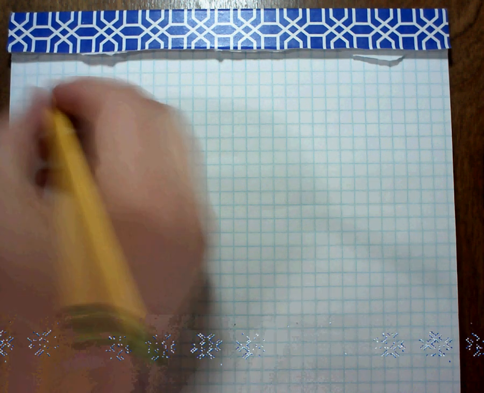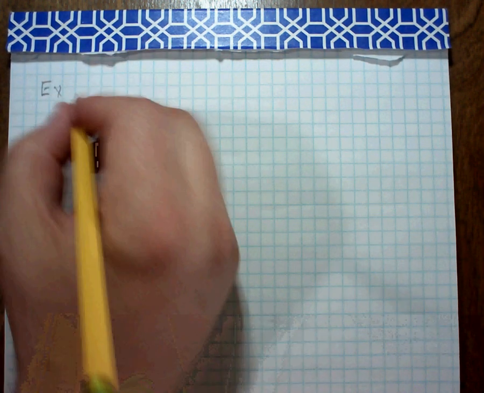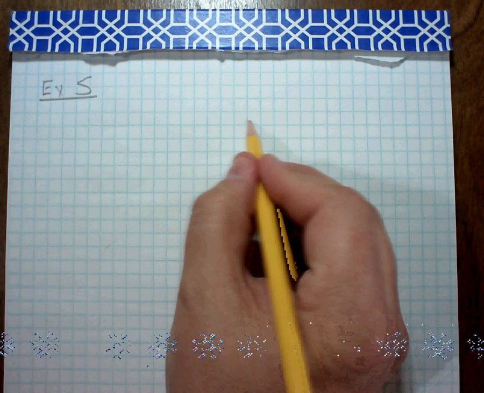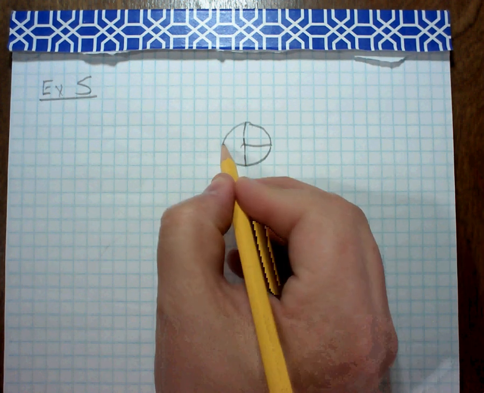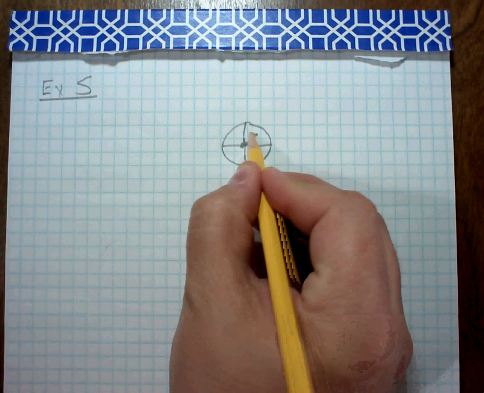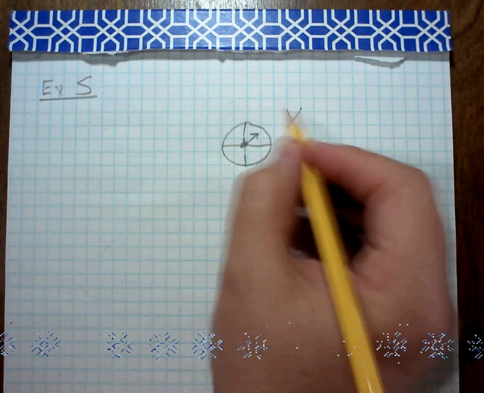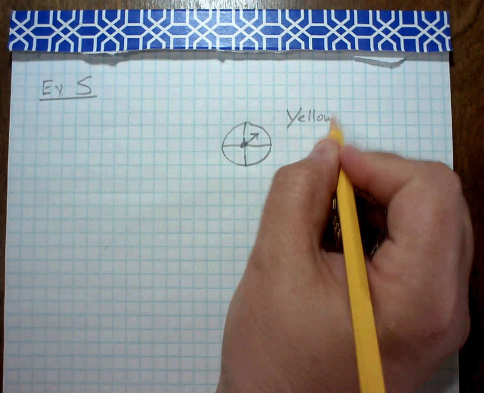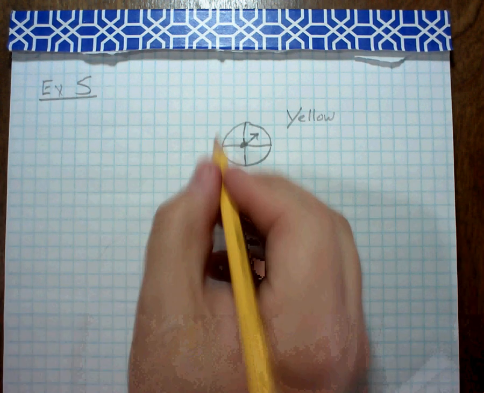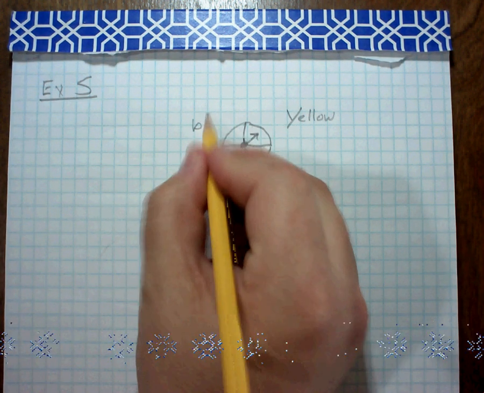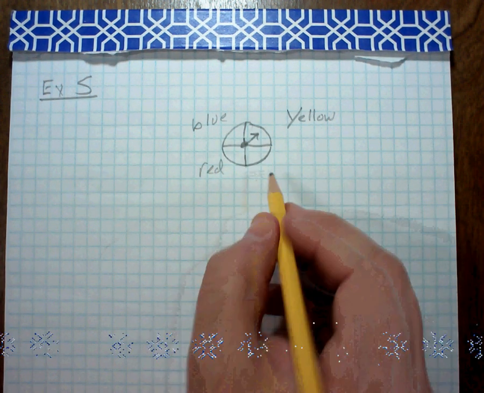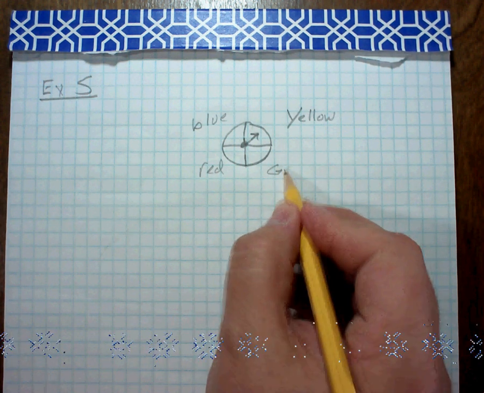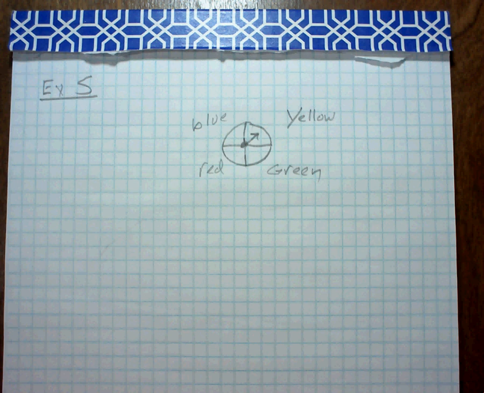So for example 5, we have a spinner where this is yellow. I suppose I could color this, but I'm not going to today. This is blue. This is red. And this is green. So we're going to spin the spinner and we're going to see how many times it lands on blue, yellow, red, or green.